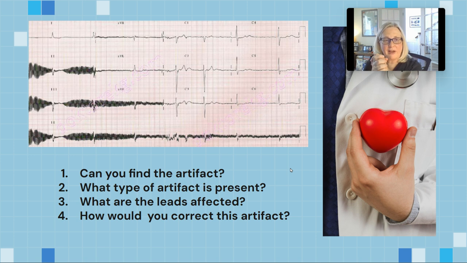First, circle the artifact. Determine what type it is. We have 3 to choose from: muscular, AC interference, or wandering baseline. So which one is this one? The leads are easy to tell because you can see what the leads are. They tell you 1, 2, 3, AVR, AVL, AVF, V1, 2, 3, 4, 5, 6. Once you write down the leads affected, how would you correct this? What is causing this?